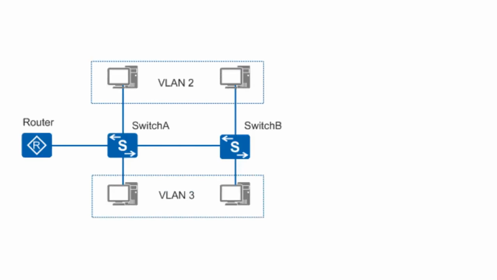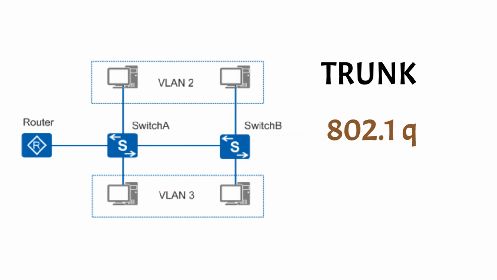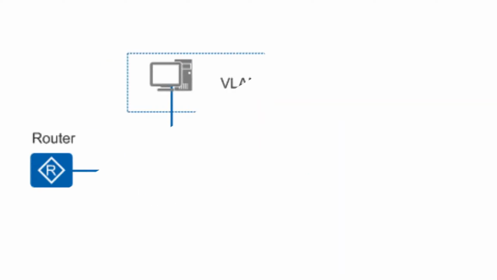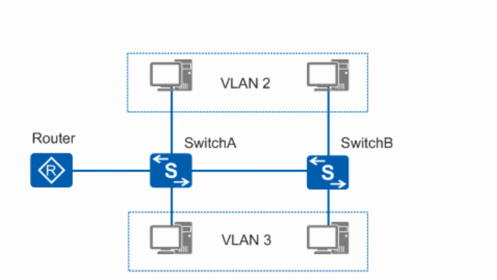Hello everyone. In this session of CCNA series, I'm going to discuss some of the main concepts of switching called trunk. Also, I'll discuss 802.1q and native VLAN. There are two different types of port in a switch environment: access port and trunk port. In this session, I'll discuss trunk port first.